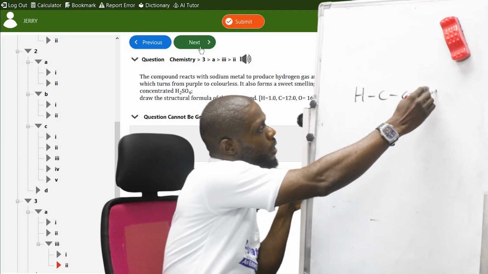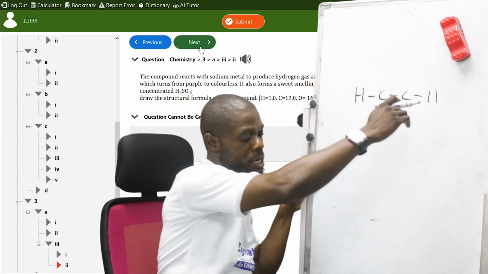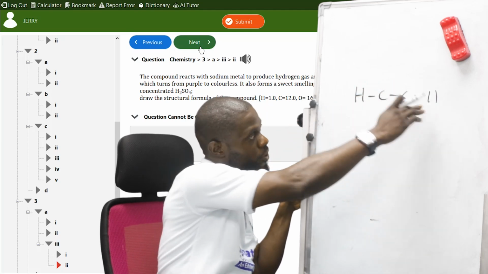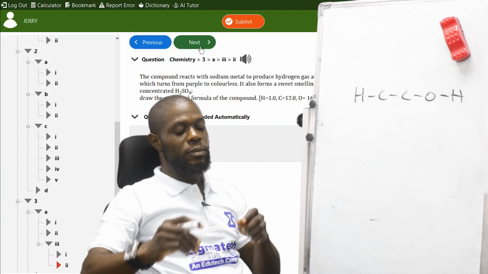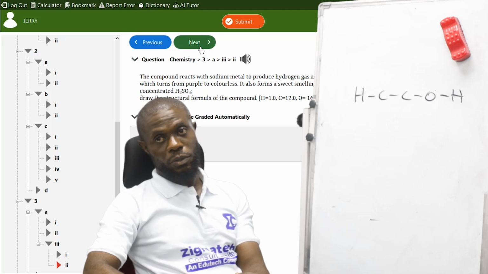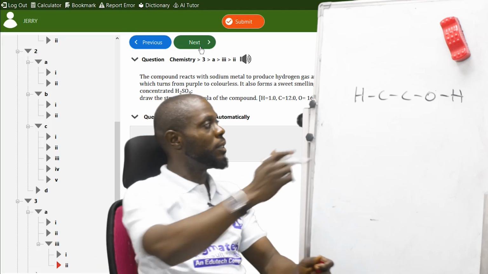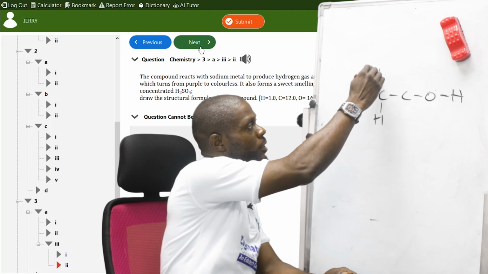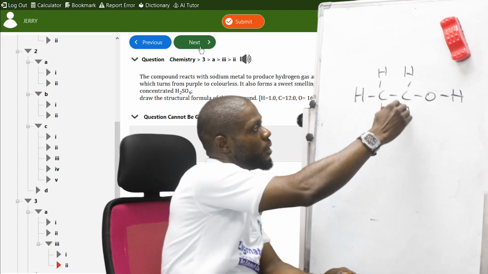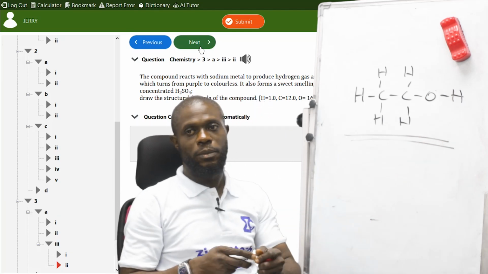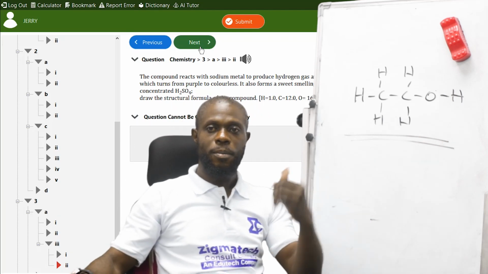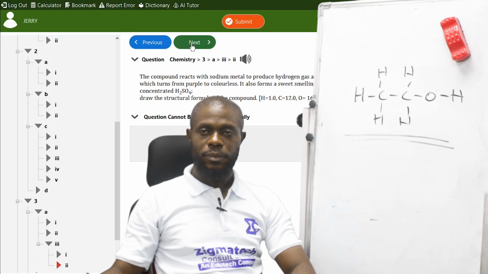C, O, H. All right? That's the first structure. So the carbon bonds with hydrogen. This is the structural formula that is formed.